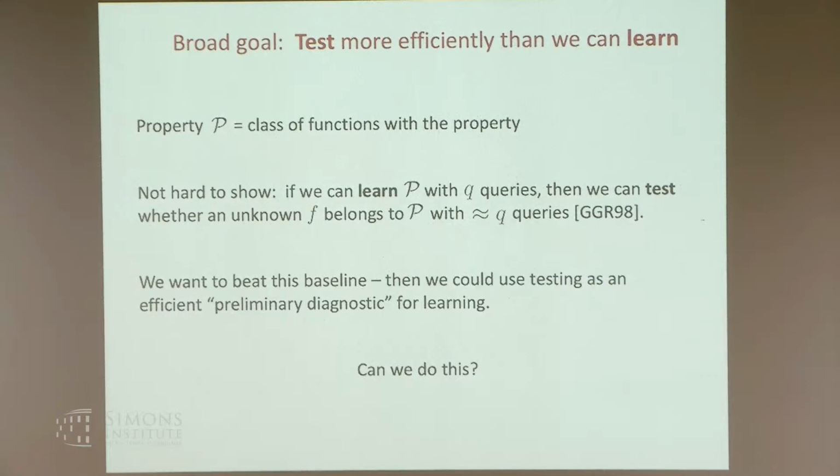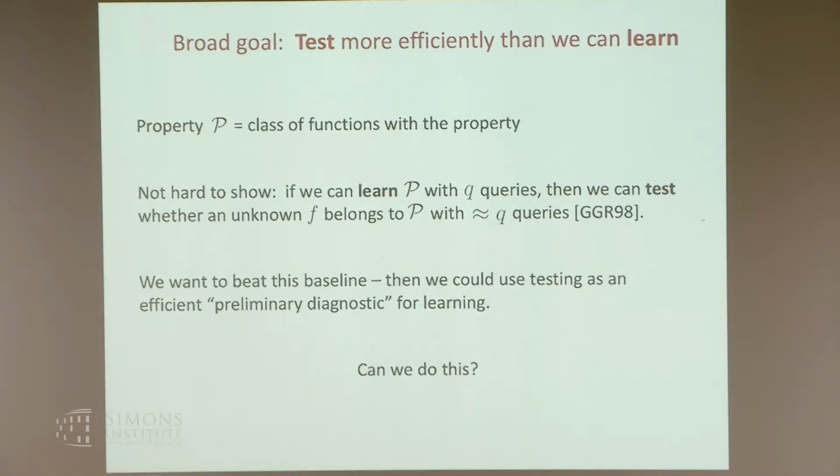You just run your learning algorithm, you have some hypothesis, and you check: is this hypothesis correct on random points that I draw? So if you can learn, you can test with the same efficiency, but what we'll be interested in doing is testing more efficiently than we can learn. Learning feels like overkill. You're computing some big, complicated hypothesis. For testing, you're supposed to output a single bit. Does it have the property or does it not? So we should hope to do that more efficiently than we can learn.